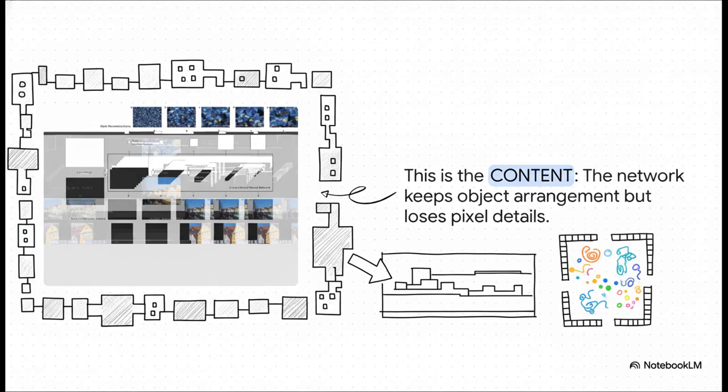Well, check this out. The researchers asked the network to remake the photo using only its highest layers, the ones that understand the big objects, and this is what they got. You see how all the fine details, the specific colors and textures are just gone? But the overall layout of the buildings is still perfectly there. This is the pure content of the image.